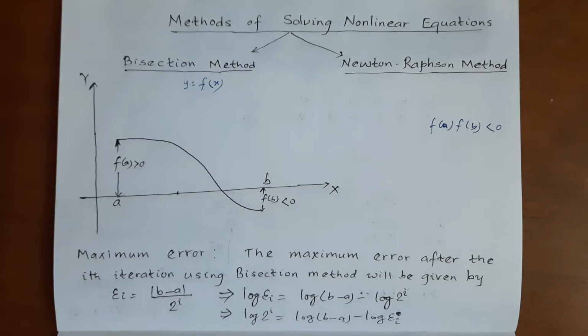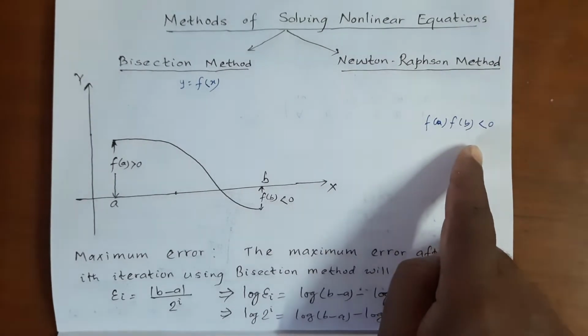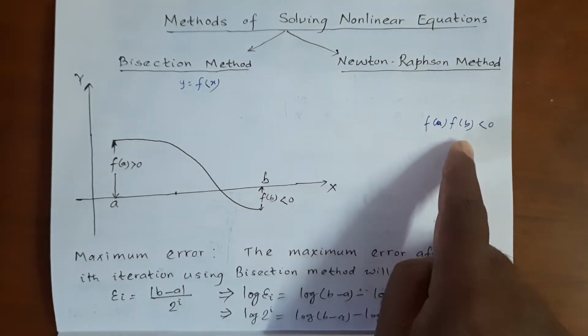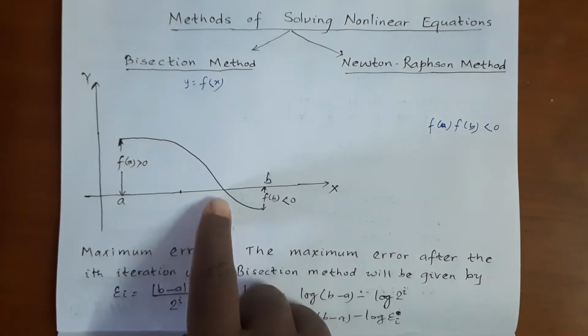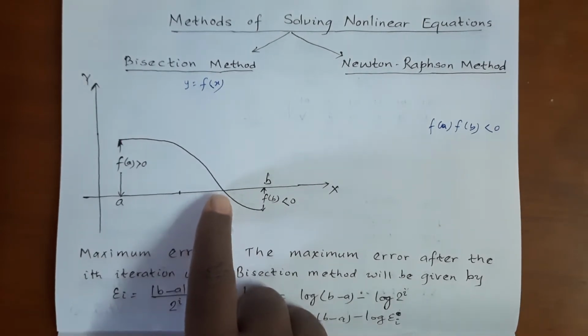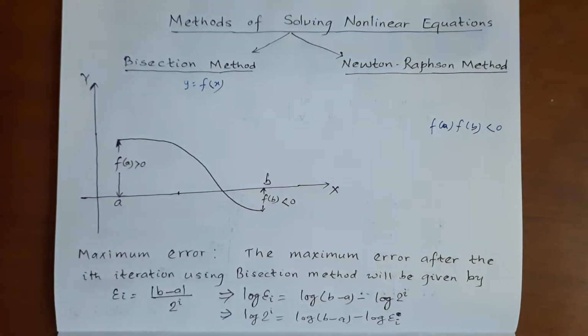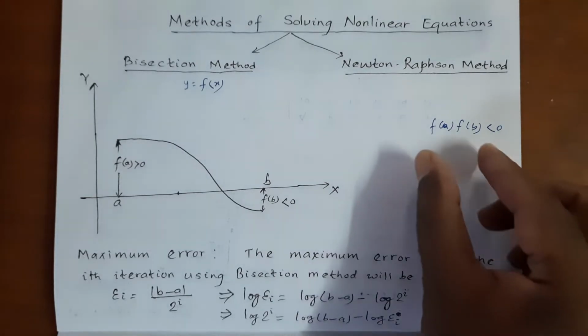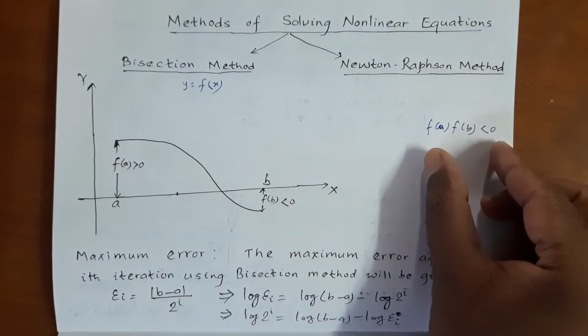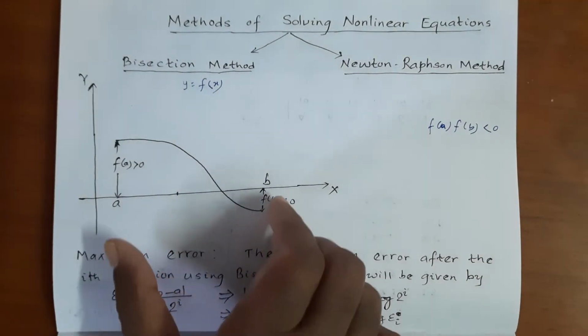If f(a) times f(b) is less than 0, there will definitely be a point on the x-axis for which the y coordinate is 0. For any point on the x-axis, the y coordinate is 0. The method lies on that principle. If f(a) and f(b) have a product less than 0, then we can find the point.